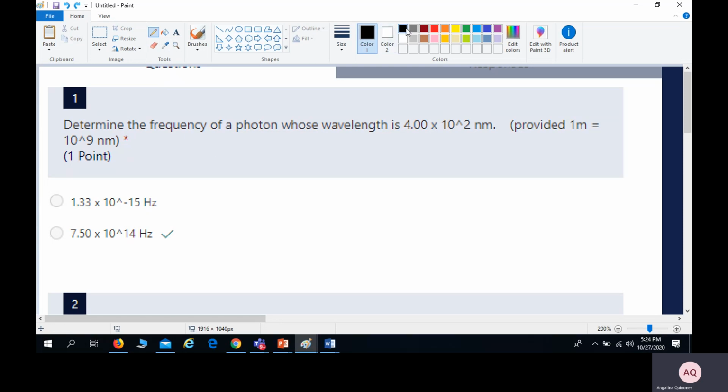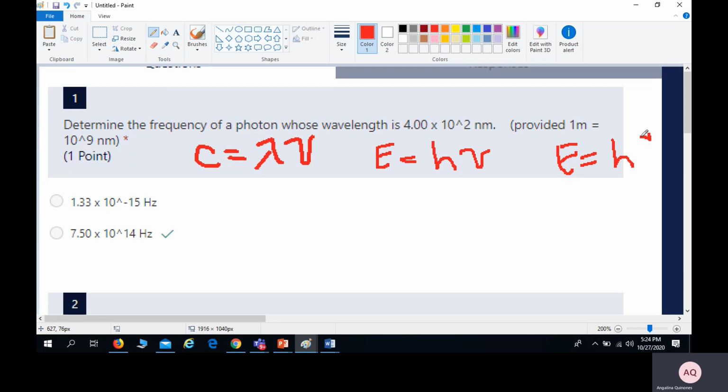Okay. Remember that the first step in solving these calculations is going to be to determine the formula. But we have 3 different formulas. In your notes, you guys should remember that we have the speed of light formula. So that's the speed of light is equal to wavelength times frequency. We also have the 2 energy formulas. So energy is equal to Planck's constant times frequency, and energy is equal to Planck's constant times the speed of light over wavelength.